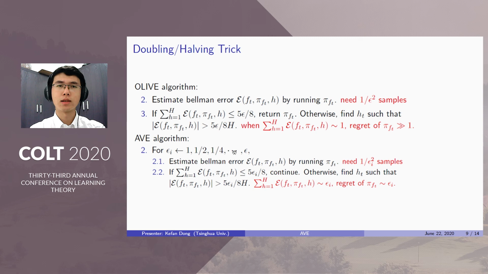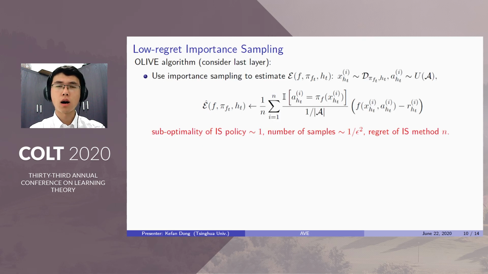Now, consider the estimation of Bellman error. The Olive algorithm uses a uniform random action to perform importance sampling. For simplicity, let us first consider the case where the horizon is 1, and the Markov decision process becomes a bandit. In this case, it is easy to see that the suboptimality of a uniformly random action can be constant. So the importance sampling step has an extremely large regret. It is of the order n.